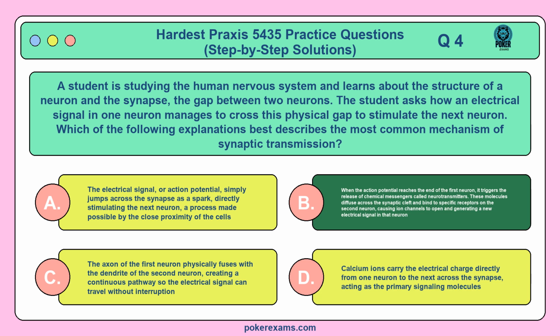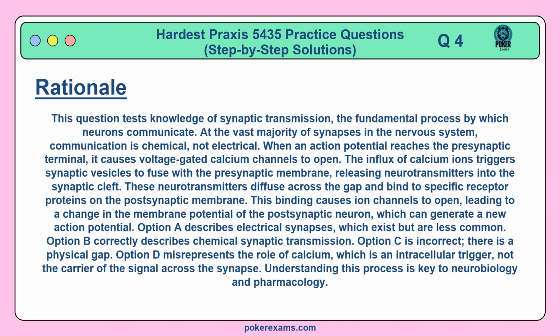The correct answer is B. This question tests knowledge of synaptic transmission, the fundamental process by which neurons communicate. At the vast majority of synapses in the nervous system, communication is chemical, not electrical. When an action potential reaches the presynaptic terminal, it causes voltage-gated calcium channels to open. The influx of calcium ions triggers synaptic vesicles to fuse with the presynaptic membrane, releasing neurotransmitters into the synaptic cleft. These neurotransmitters diffuse across the gap and bind to specific receptor proteins on the postsynaptic membrane. This binding causes ion channels to open, leading to a change in the membrane potential of the postsynaptic neuron, which can generate a new action potential.